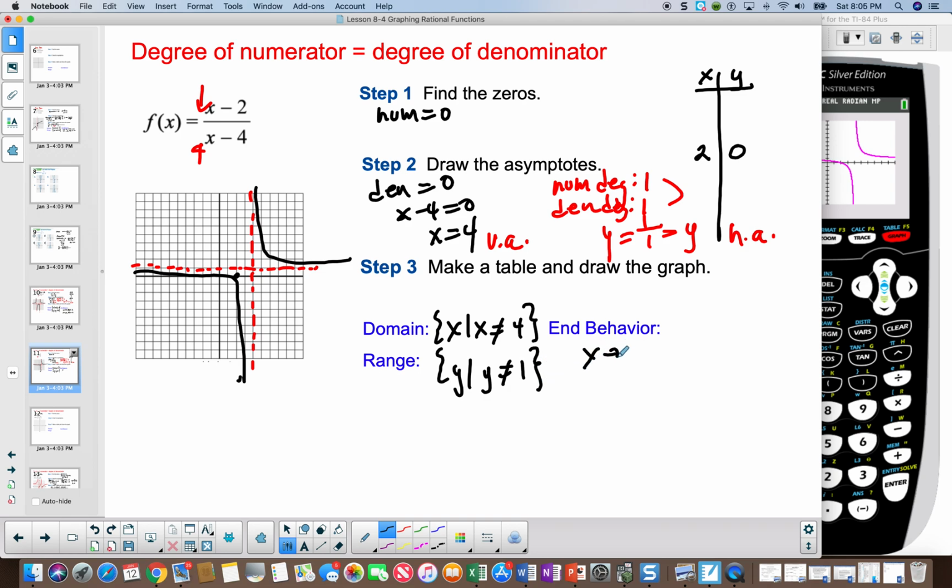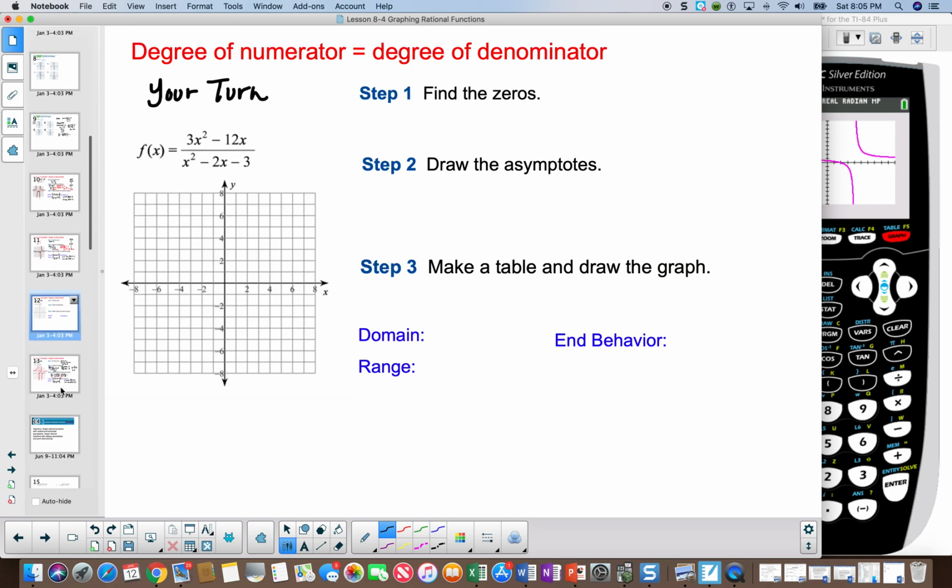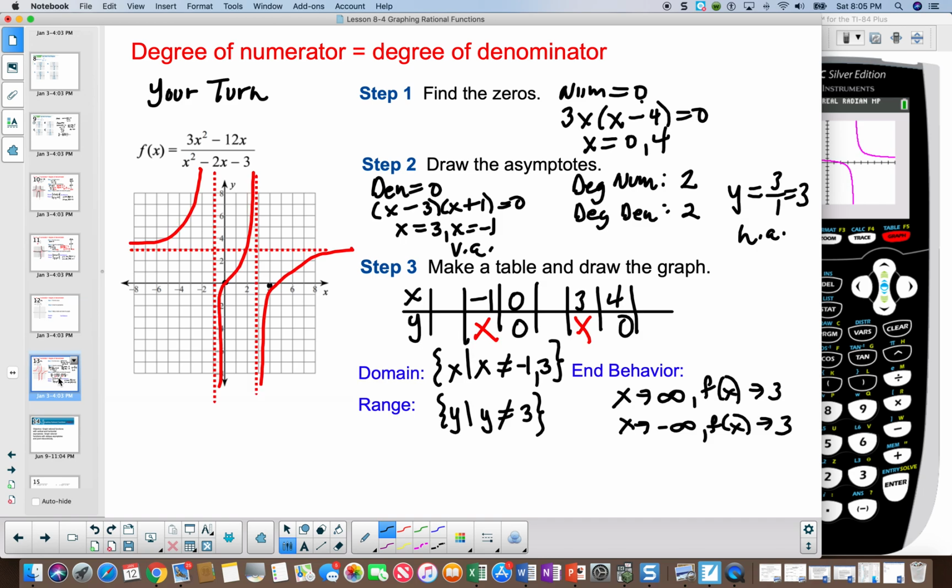In behavior, as x goes to negative infinity, f of x wants to get closer and closer to the horizontal asymptote, which is 1. As x goes to positive infinity, f of x wants to do the same. Follow that horizontal asymptote. Your turn. Here's the answer, and this is the end of part 1.